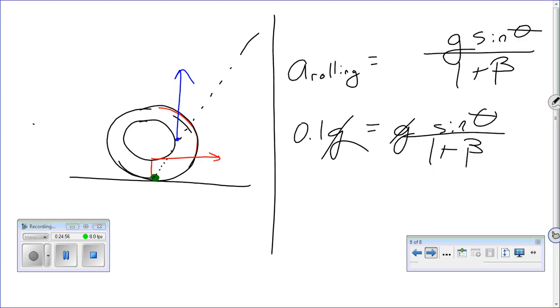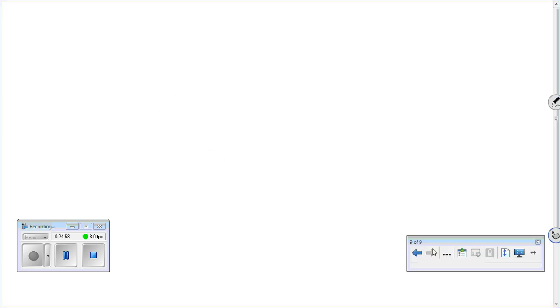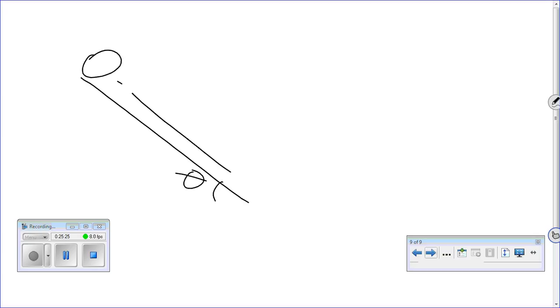I just showed this to Mr. Hernandez last hour. The way that you do it boils down to some algebra. Let's assume that this is an angle of theta, and our ball, well, it's a uniform solid sphere, but let's stick with the generic beta. The idea is it's going to roll some distance d down the incline, from a height of d sine theta. So that's where your sine theta comes from.